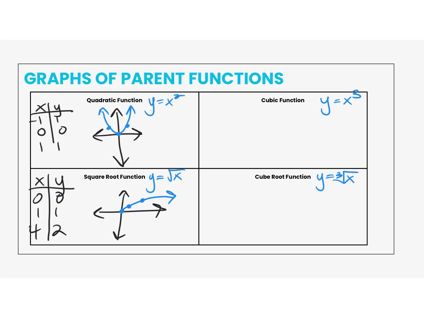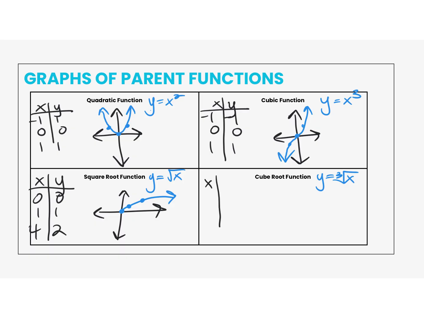Okay, and then we have our cubic function. The plot points that we plotted for this were negative 1, negative 1, 0, 0, 1, 1, and it looked like this, if you remember. And so we're going to do that again, same thing when we talk about inverse functions, right? We switch the points, we switch the x and the y, which in this case, our x's and our y's are the same. So our points are going to be the same, negative 1, negative 1, 0, 0, 1, 1.